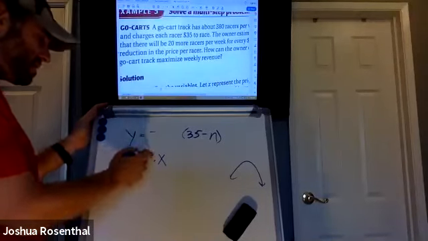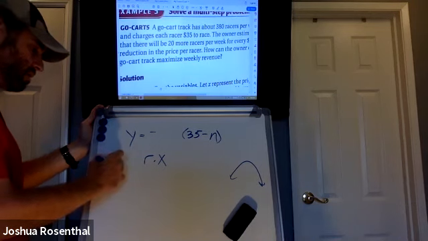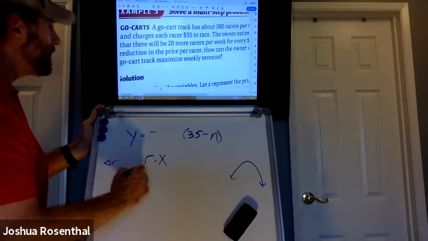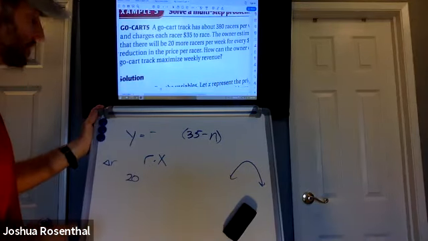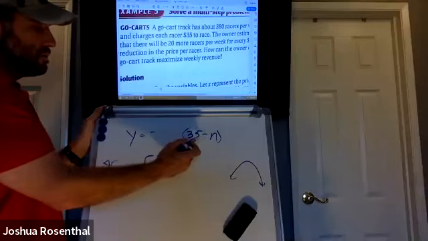The amount of racers, the change in R, right? This rate of change here will be 20 more, right? For every $1, right? Yeah, Mr. Rosenthal, the way I did it was, I did X minus N, which is how much revenue you'd be making per racer, times 380 plus 20N, which is the number of new racers you have. 20N, because for every N dollars you reduce, you get 20 racers.